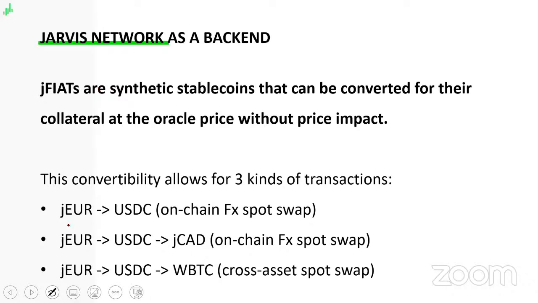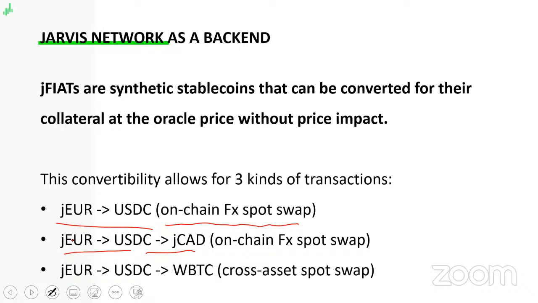So the first one is simple. For example, J-Euro to USDC. This is basically an on-chain Forex spot swap. You can also combine J-Euro to USDC and USDC to JCAD. And doing that, you basically also do an on-chain Forex spot swap, and you go from euro to Canadian dollar.